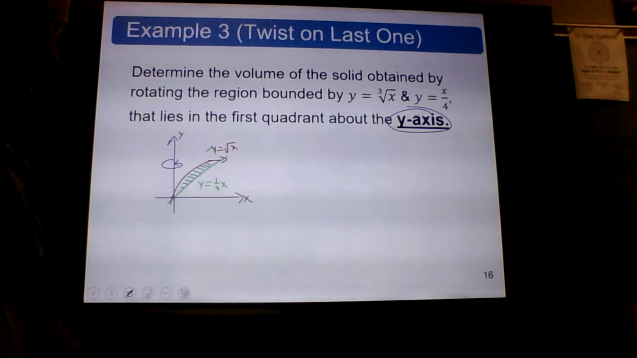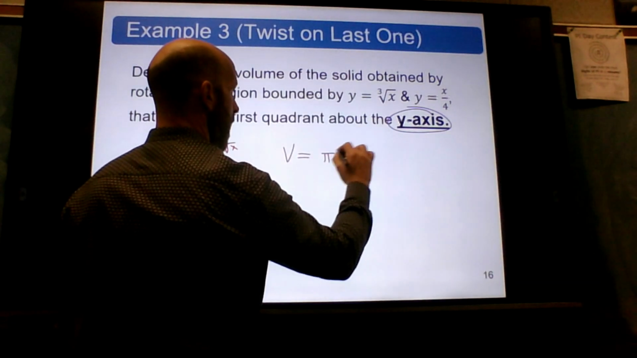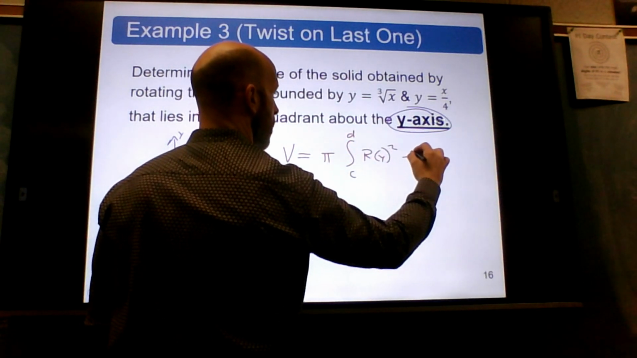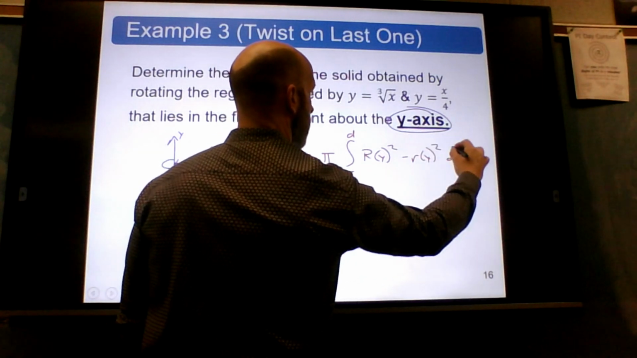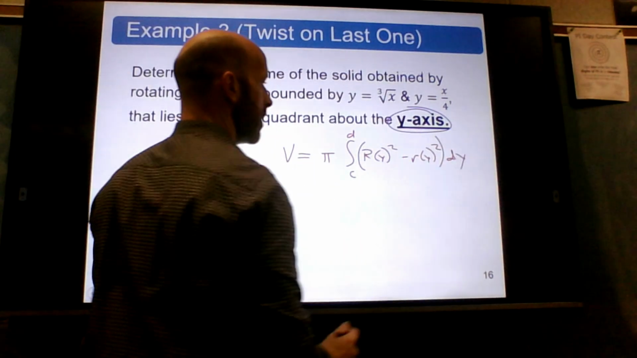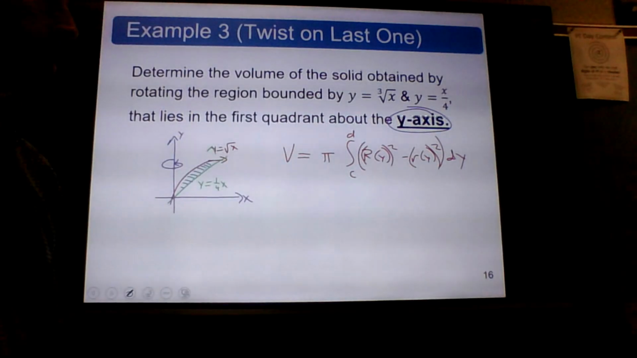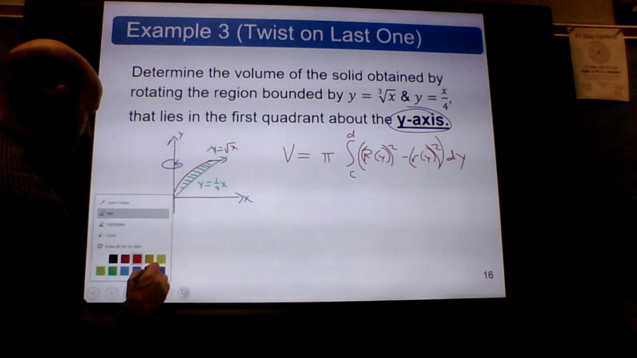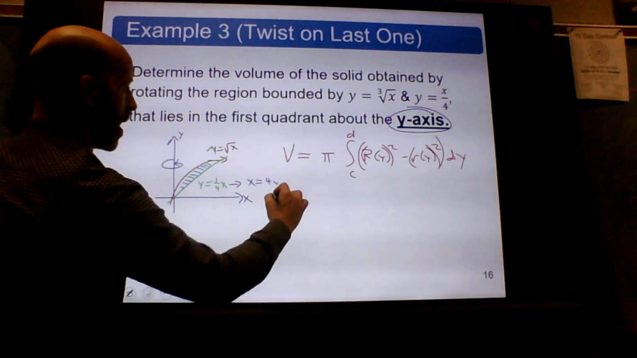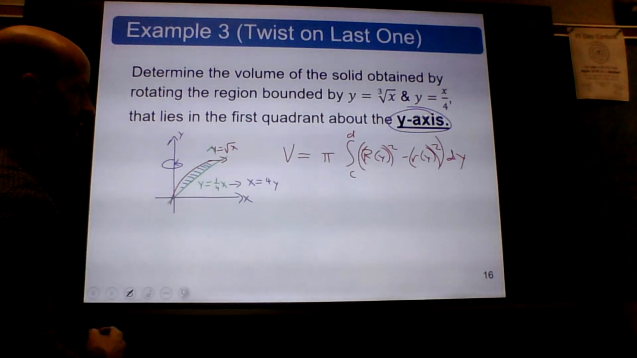This is going to require us to use a slightly different version of our formula, which I'll write here. That would be pi integral from c to d of big R of y squared minus little r of y squared dy. So here what we're doing is integrating with respect to y, squaring this outer radius and squaring this inner radius function. That requires us to adjust this line to x equals 4y. Instead of y equals, I wrote x equals by multiplying both sides by 4.